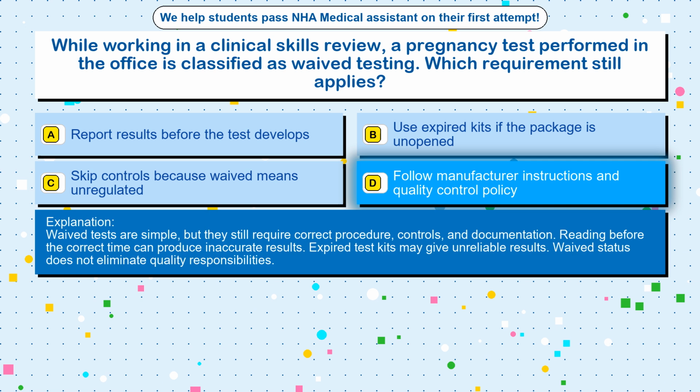Waived tests are simple, but they still require correct procedure, controls, and documentation. Reading before the correct time can produce inaccurate results. Expired test kits may give unreliable results. Waived status does not eliminate quality responsibilities.